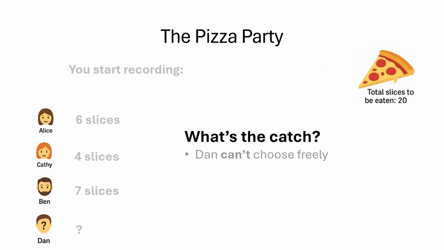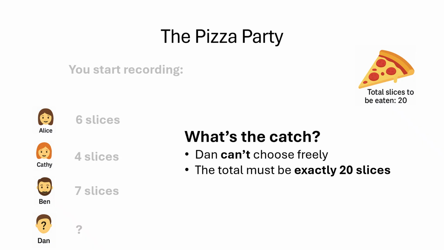So, what's the catch here? Dan can't choose freely. The total must be exactly 20 slices. That was the given constraint. So, Dan must eat exactly 3 slices.